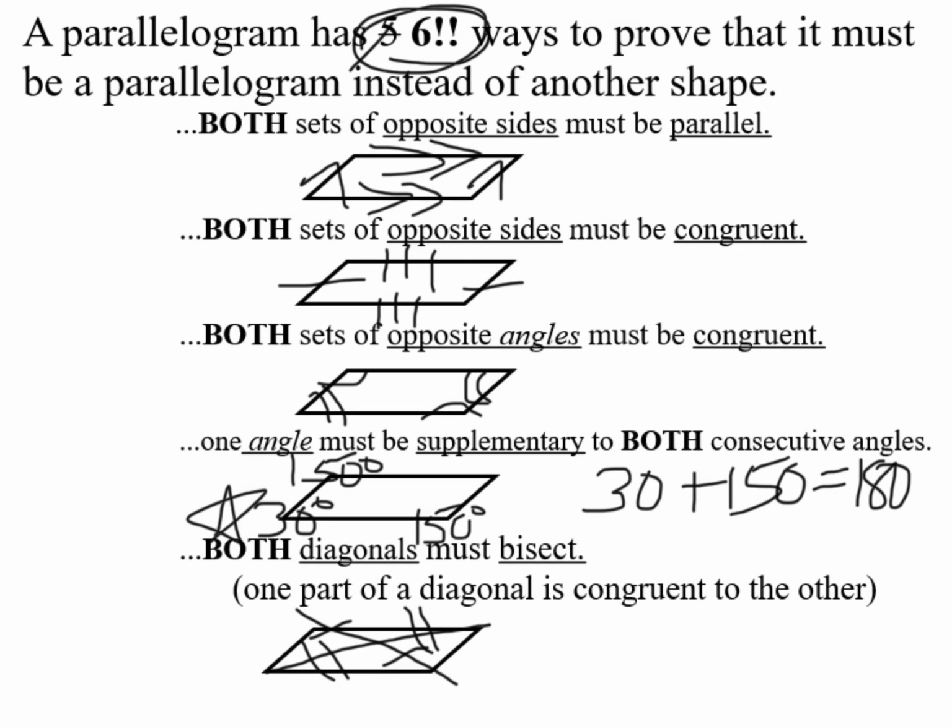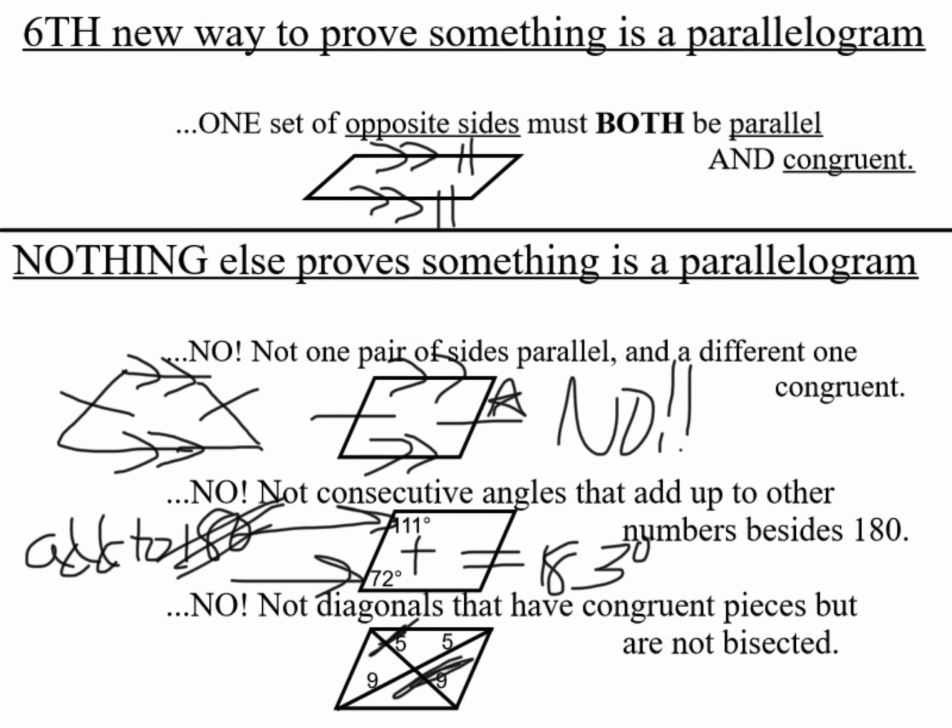So again, all we're doing here is deciding whether it's yes or no. These 5 and the 6th new one here are yes possibilities, and these last 3 are no possibilities. They don't work. Also, incomplete information might be a no.